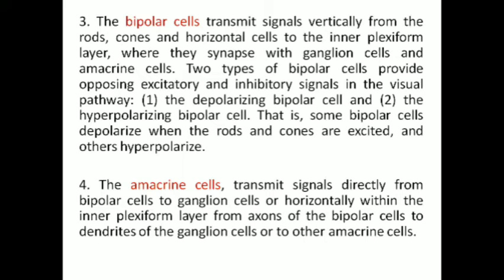Two types of bipolar cells provide opposing excitatory and inhibitory signals in the visual pathway: the depolarizing bipolar cell and the hyperpolarizing bipolar cell. That is, some bipolar cells depolarize when their rods and cones are excited and others hyperpolarize. The amacrine cells transmit signals directly from the bipolar cells to ganglion cells or horizontally within the inner plexiform layer from axons of the bipolar cells to dendrites of the ganglion cells or to other amacrine cells.